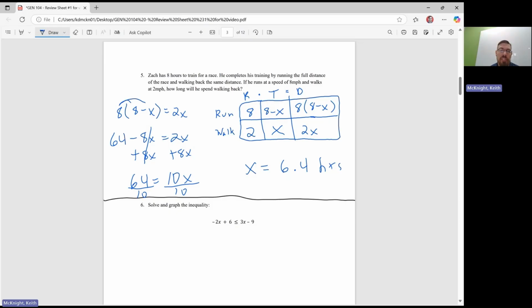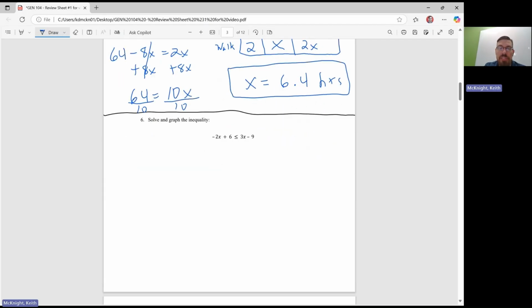Be careful, because like I said, if you set up your table slightly different and you would have put maybe X in the run spot, you might have got the running time, but they're not asking for the running time. So make sure you know what you're answering, okay? Because sometimes students set this up correctly and then answer the wrong question at the end. So make sure you know what you're trying to answer at the end.